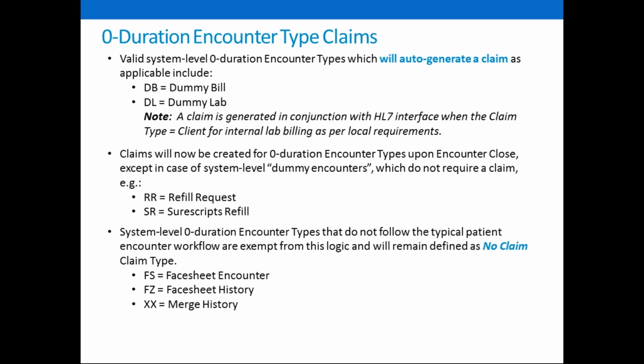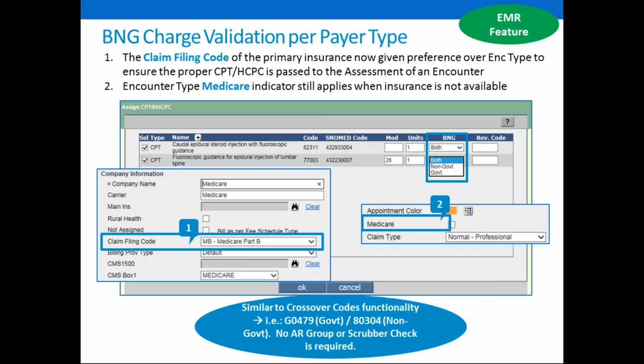Typically, if you notice the notation up there on the first bullet point, this is in conjunction with HL7 interfaces, such as for lab billing, when your claim type is client, and you need to therefore create a claim for the lab in that scenario, but you're not scheduling appointments for it. So this may not even be applicable in your practice, but if it is, this is now a new feature.